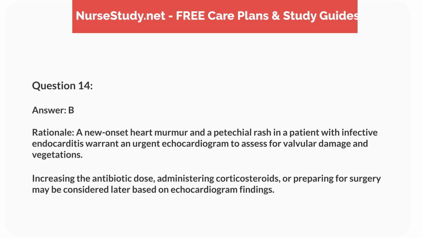Answer B. Rationale: a new-onset heart murmur and a petechial rash in a patient with infective endocarditis warrant an urgent echocardiogram to assess for valvular damage and vegetations. Increasing the antibiotic dose, administering corticosteroids, or preparing for surgery may be considered later based on echocardiogram findings.